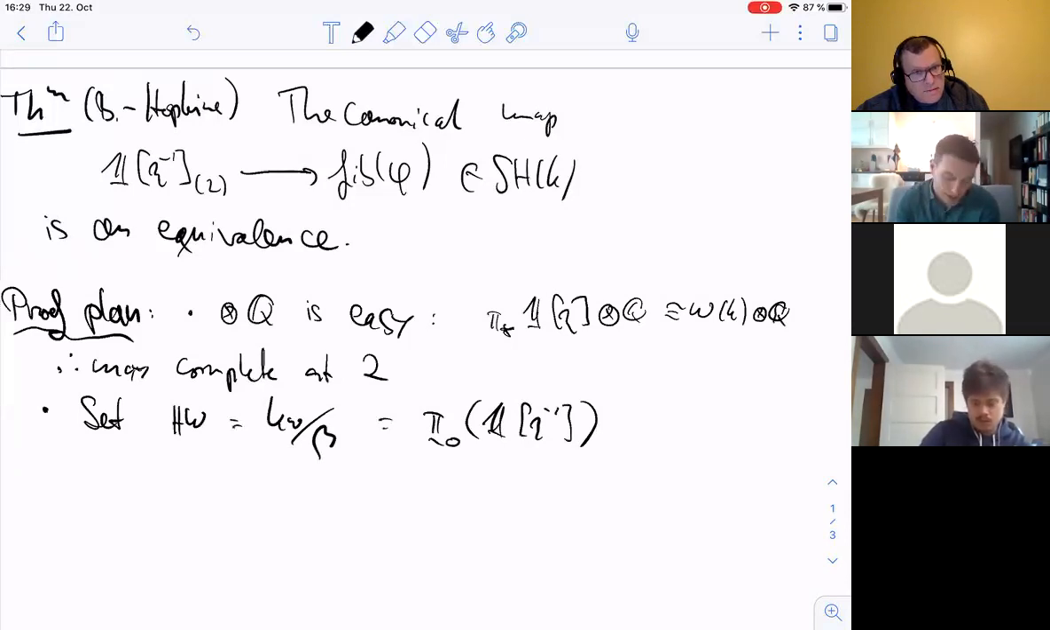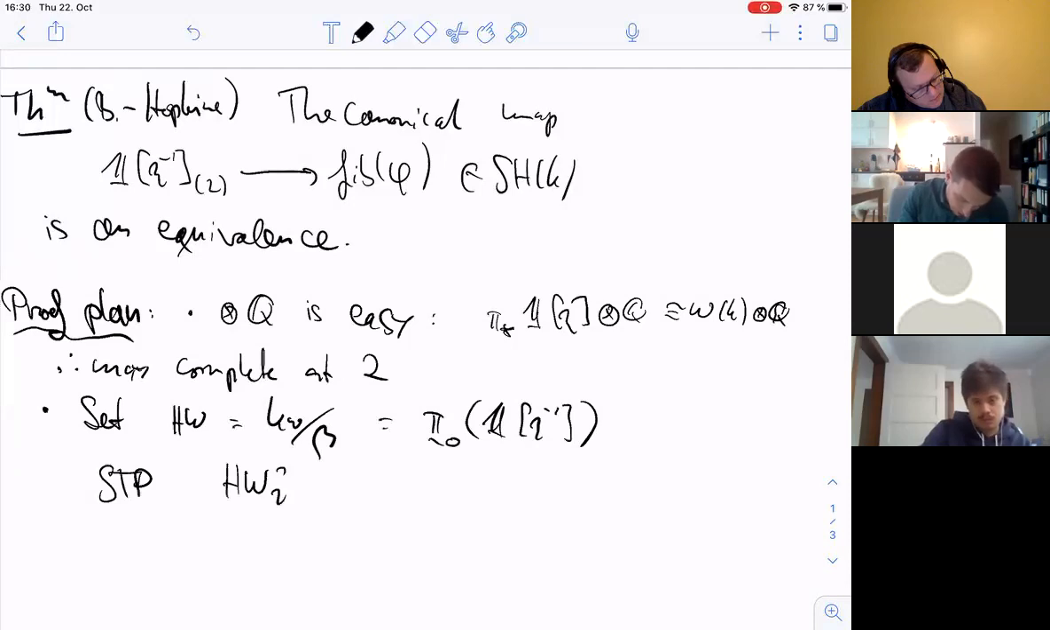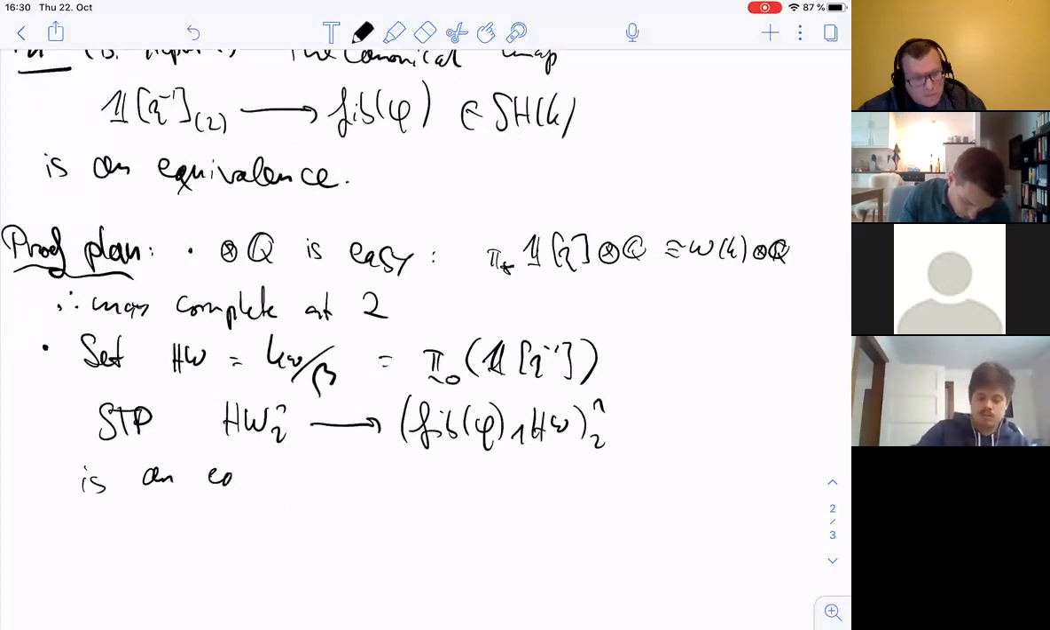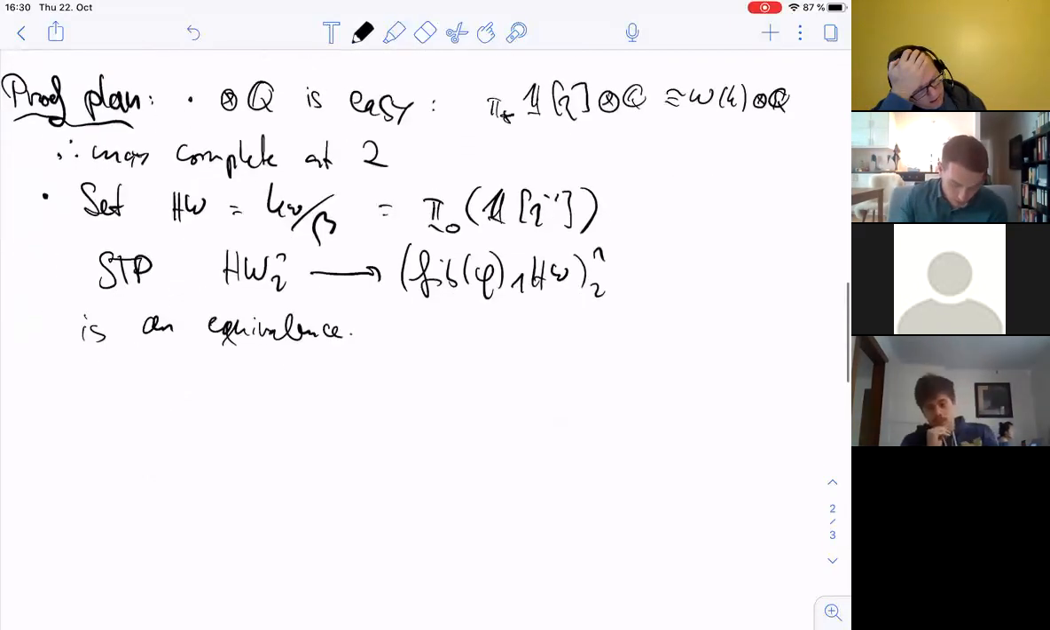Because everything is connective, instead of proving that this map is an equivalence, we can prove it after smashing with HW and then 2-completing. So it suffices to prove that this map, where I take the unit and smash it with HW, which of course just gives HW, then complete, goes to the fiber of phi smashed with HW and completed. So it's enough to prove that this map is now an equivalence. That's the meat of our work, the main part.